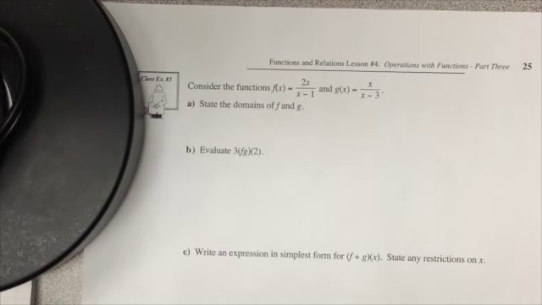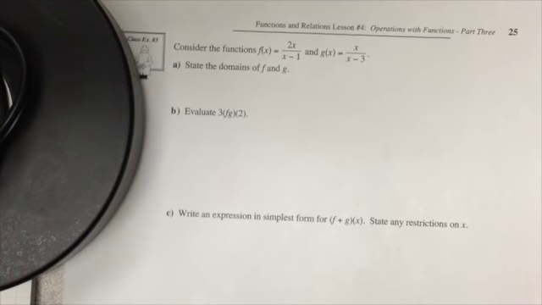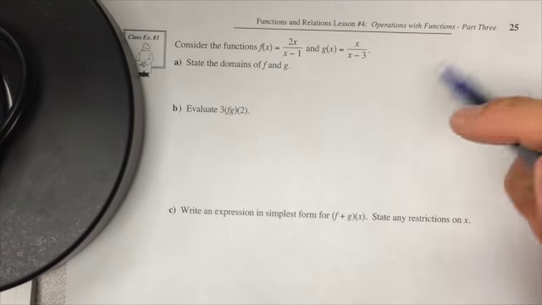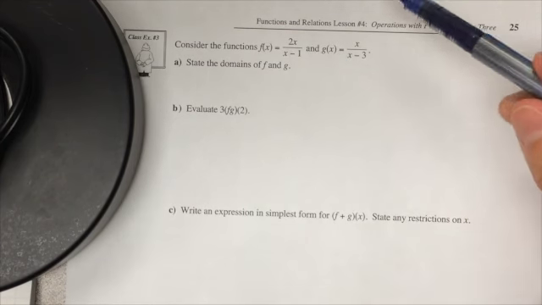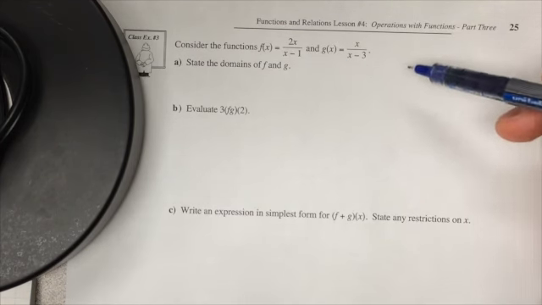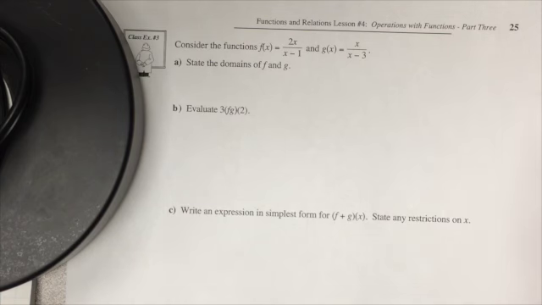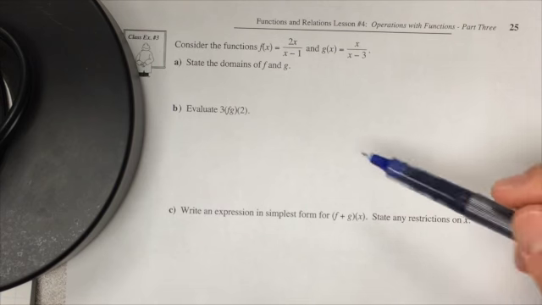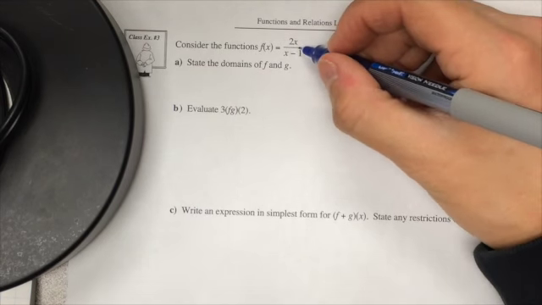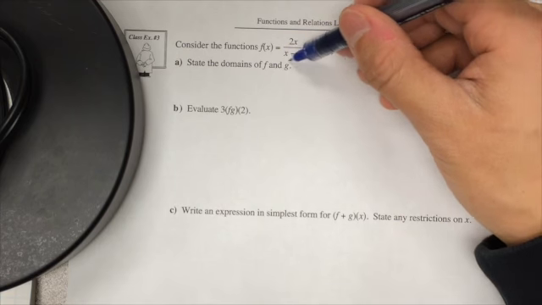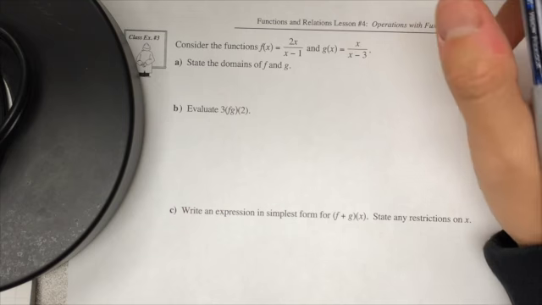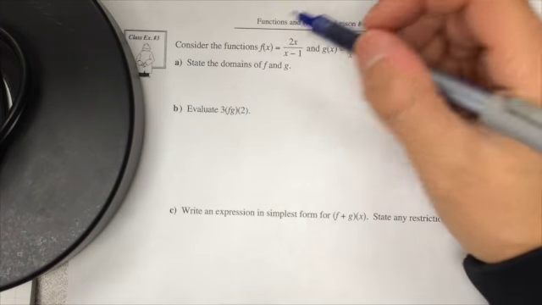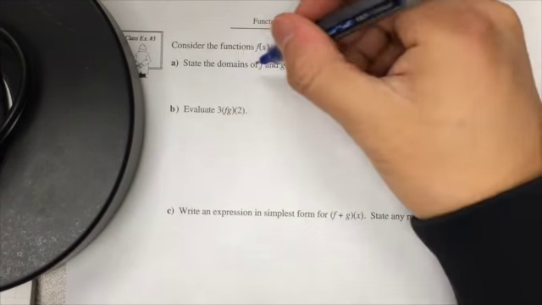Okay, let's consider the following. Consider the functions f of x is equal to 2x divided by x minus 1 and g of x is equal to x divided by x minus 3. Now this is a little different because what we're used to seeing are two equations where there are no terms on the bottom, in my denominator. So this will change things just a little bit. State the domains for functions f and g.